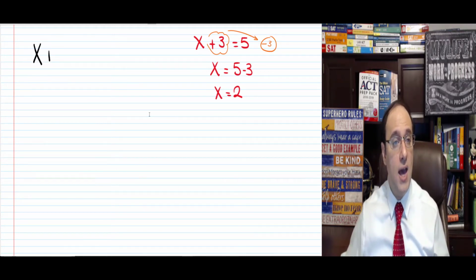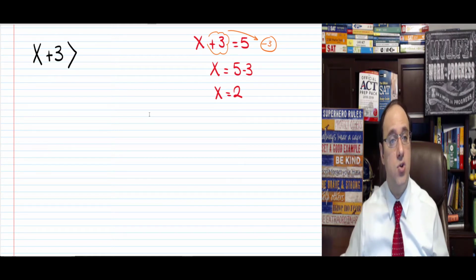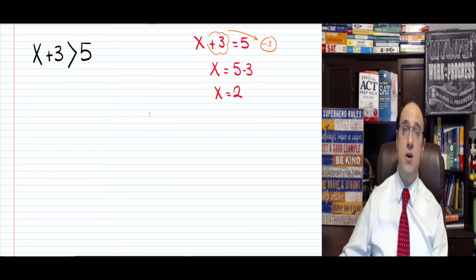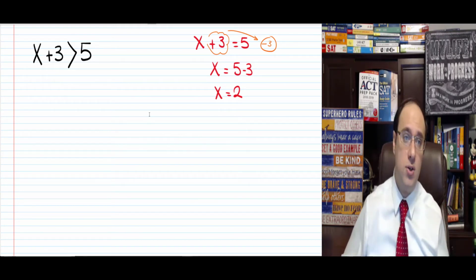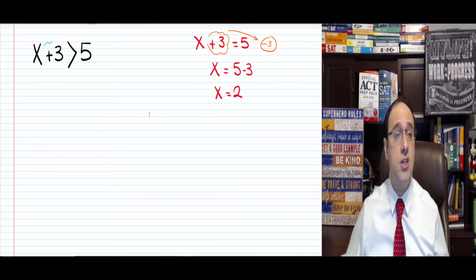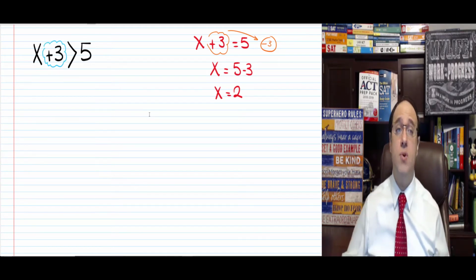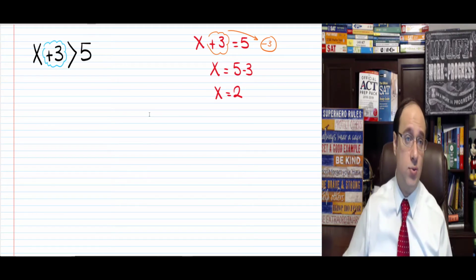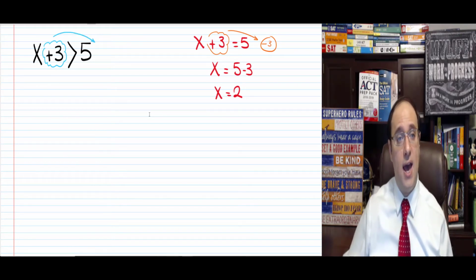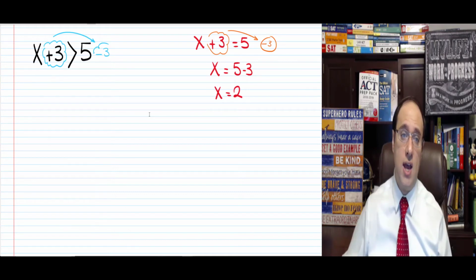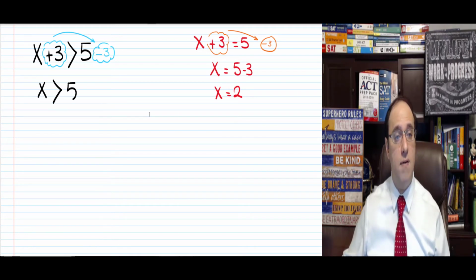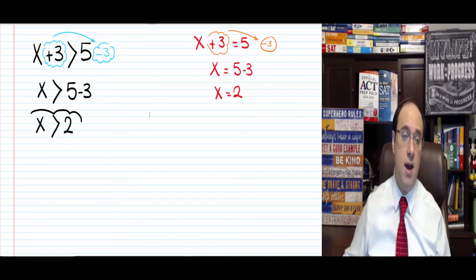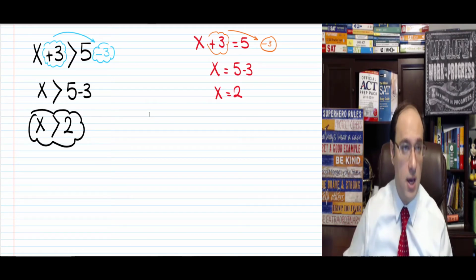Take a look. x plus 3 is greater than 5. What do I do here? The greater than sign is pretty similar to the equal sign in the equation. So all I do is I say, I want just to have x's on the left and numbers on the right. So I need to get rid of the plus 3. So I move it to the other side as minus 3, just as I used to do in equations. This leaves me with x is greater than 5 minus 3, which means x is greater than 2. So my final answer is x is greater than 2.